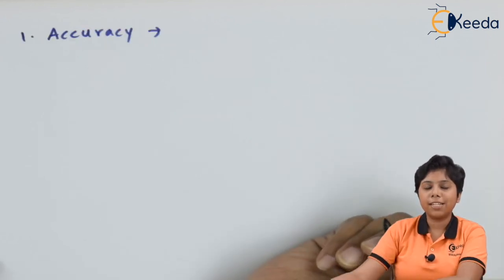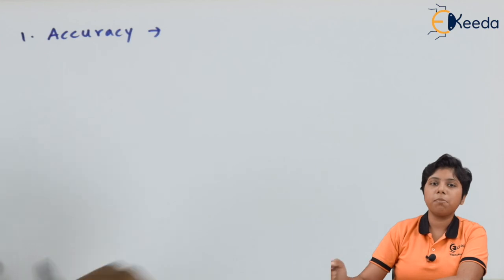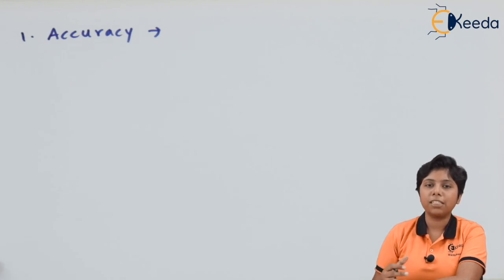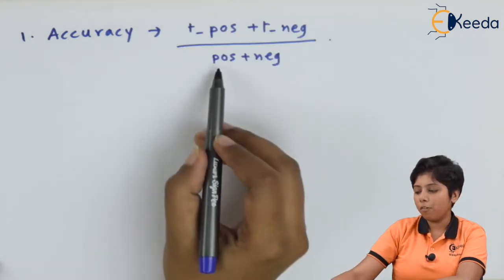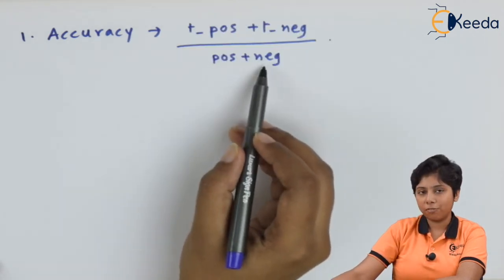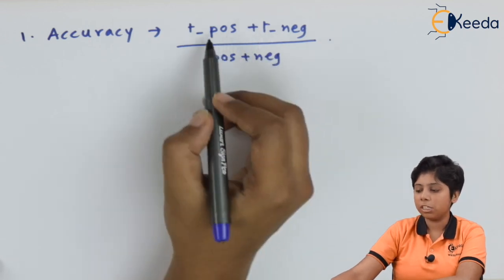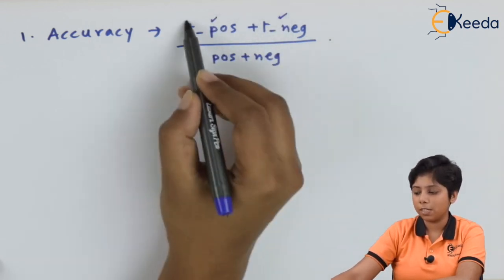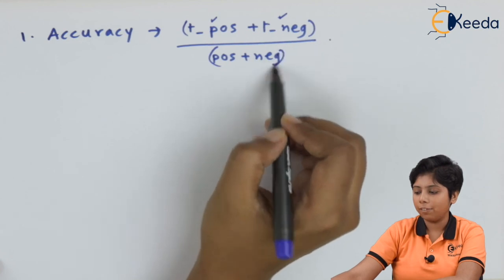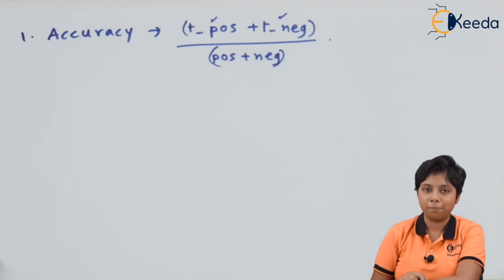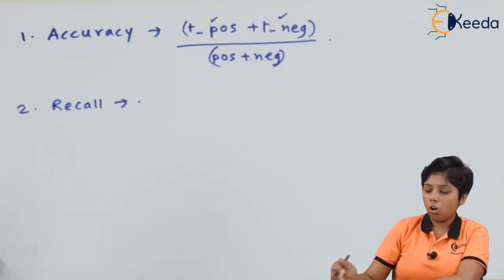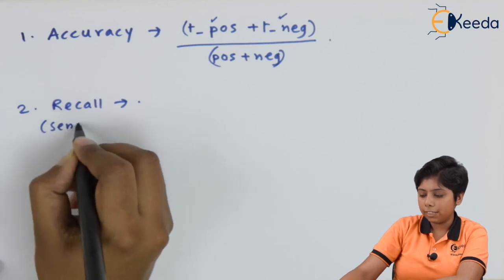The first one is the accuracy. The accuracy means the fraction of time the classifier gives the correct result, and it can be calculated as the total number of true positives plus the total number of true negatives, as a fraction of all instances. Then we have the accuracy as the fraction of time it is correct. Next one is the recall, which we also call sensitivity.